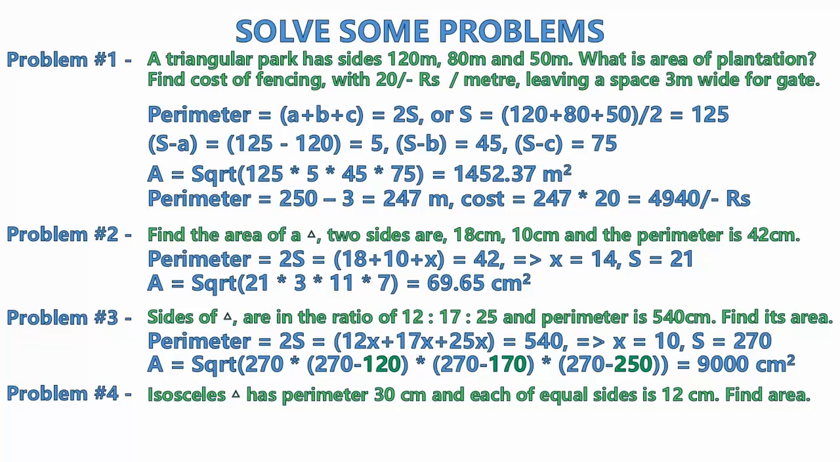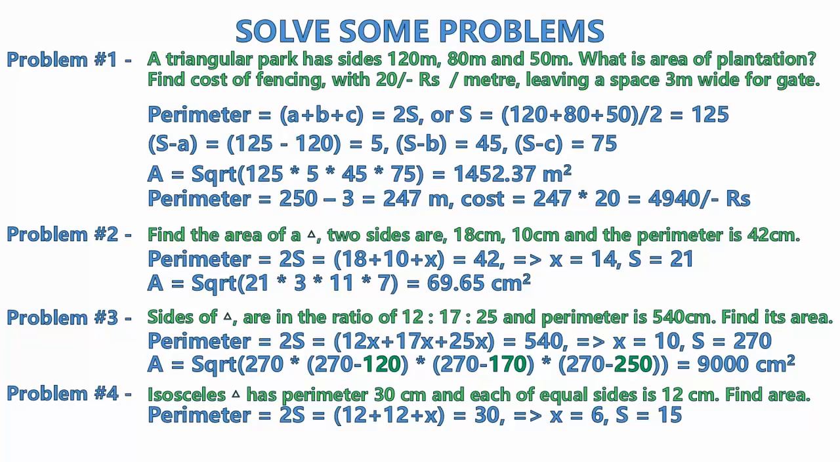Okay, let's look at another problem. We have an isosceles triangle. Remember, an isosceles triangle has two of its sides equal and the third side not equal. Okay, they say it has a perimeter of 30 centimeter and each of its equal sides is 12 centimeter, which means the two equal sides are 12 centimeter each. Which means the perimeter, which is equal to 2s, is 12 plus 12 plus x. The third side length we don't know yet, but we know the perimeter, so 12 plus 12 is 24, plus x is equal to 30, which means x is equal to 30 minus 24, which is 6.